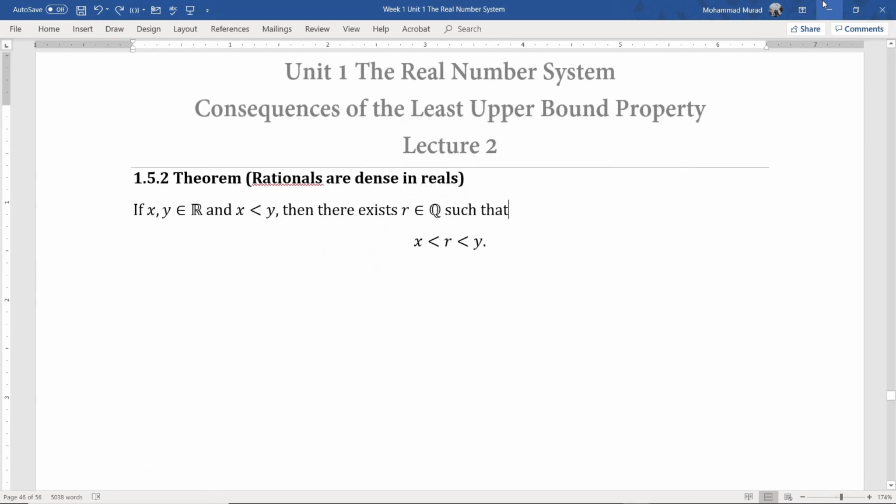Let's see another consequence of the least upper bound property of R. If x and y are real numbers with x smaller than y, then there exists a rational number r such that r is larger than x but smaller than y. It simply says that if we take two real numbers, x and y, with y larger than x, then there would be some rational number somewhere in between x and y.